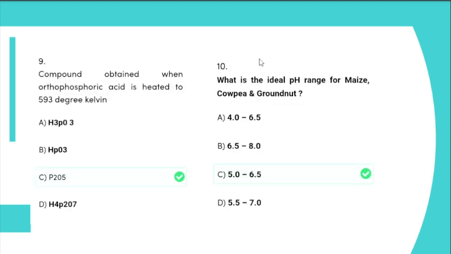Next question: the compound obtained when orthophosphoric acid is heated to 593 degrees Kelvin? So we obtain P2O5. Coming to the next question: what is the ideal pH range for maize, cowpea and groundnut? For all these crops, the ideal pH is 5 to 6.5.